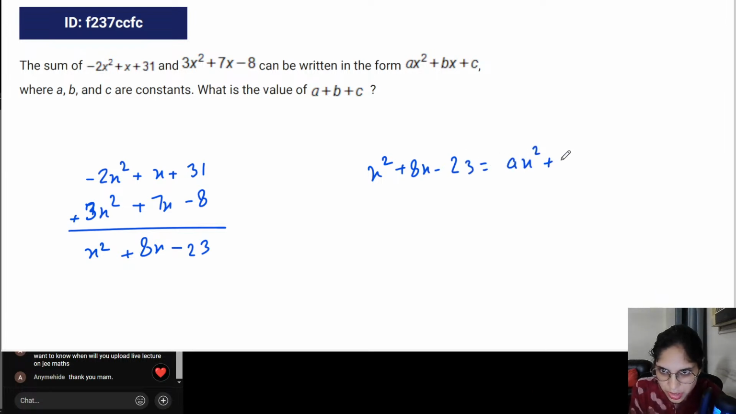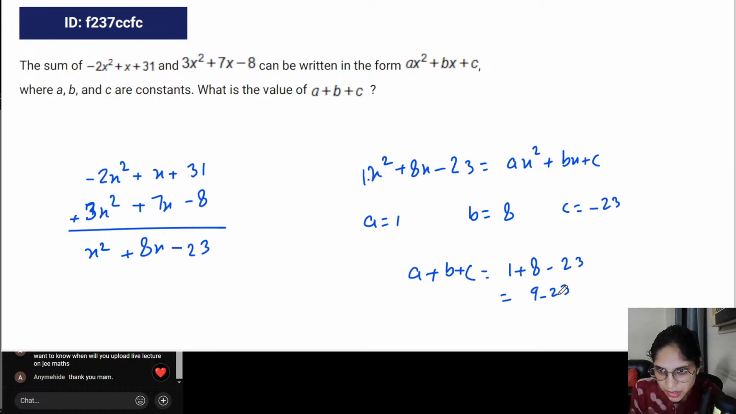Ax square plus bx plus c. So on comparing, a is equal to 1 because this is 1x squared. B is 8. C is negative 23. I've told you before, it's Vikram Betar, it's your backpack. It's going to come with you. You cannot leave minus behind. So A is 1, B is 8, C is negative 23. You want A plus B plus C. 1 plus 8 minus 23. 9 minus 23. Negative 14.